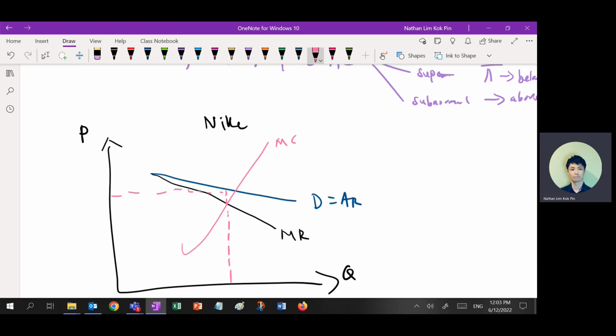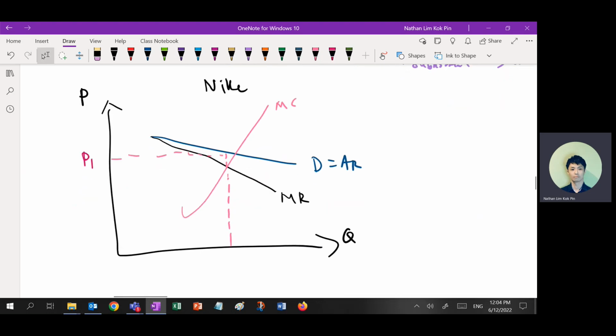Regardless of supernormal, subnormal, and normal, you draw these three first. The dotted line can be put later. The dotted line we draw first only for normal profit. You draw these three, the MR, AR, and MC, first. Okay? This is the monopolistic.